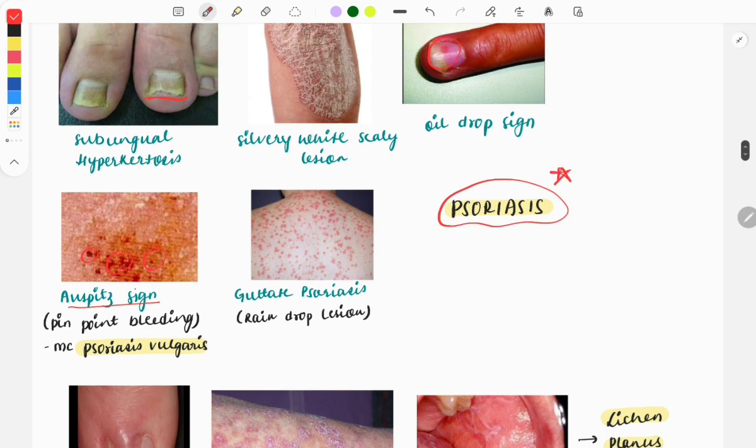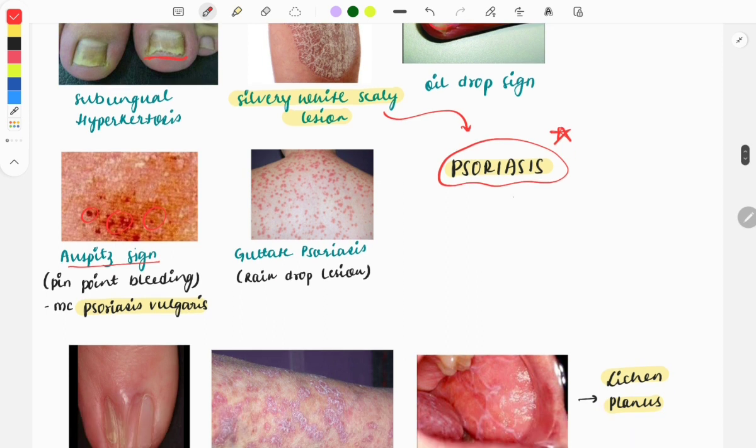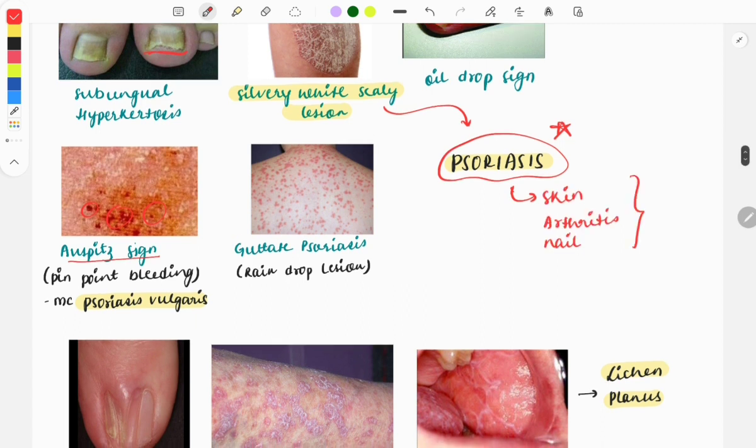Psoriasis is also a very important topic from the dermatology point of view. Every year questions are asked on psoriasis, either image based questions or cases, and whenever they describe a silvery white scaly lesion in the question, you should be sure that they are asking about psoriasis. If along with psoriasis, involvement of the skin, arthritis, and the nail are mentioned, then it will be psoriatic arthritis. And this psoriatic arthritis was asked as a case in the recent July 2023 exam.